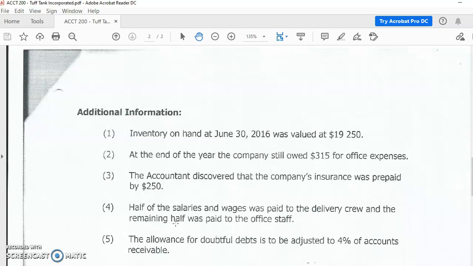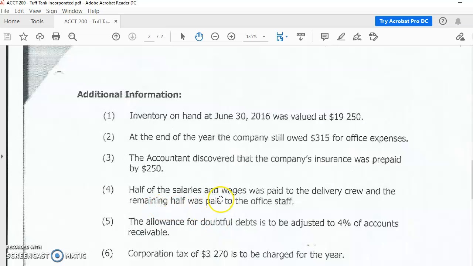Number four, half of the salaries and wages was paid to the delivery crew, and the remaining half was paid to the office staff. So this is salary and wages that was given in the trial balance. We have to prorate it between the delivery crew and the office staff. So that will be between our administrative expenses and our selling and distribution expenses.